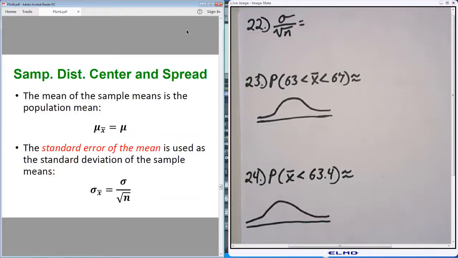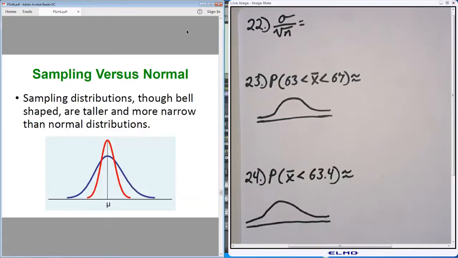The mean of the sample means is the population mean. So mu sub x bar, that's the mean of sample means, is equal to mu. And the standard error of the mean is used as the standard deviation of the sample means. Sigma sub x bar is equal to the standard error of the mean. The formula for that is sigma divided by the square root of n, or population standard deviation divided by the square root of the sample size.